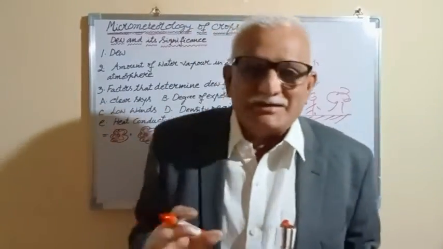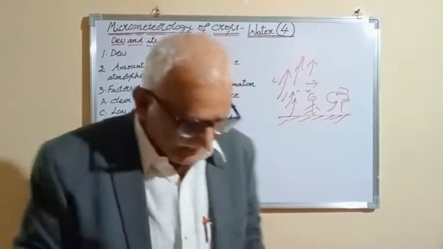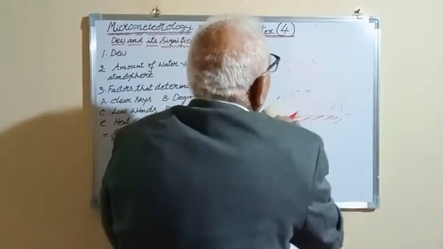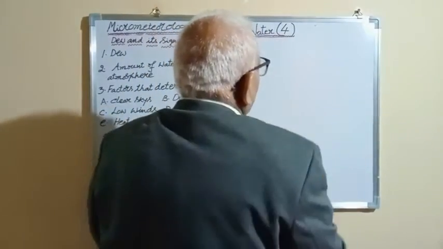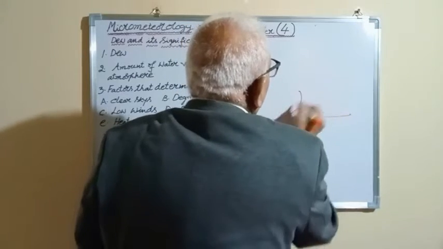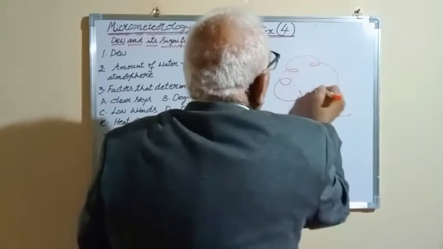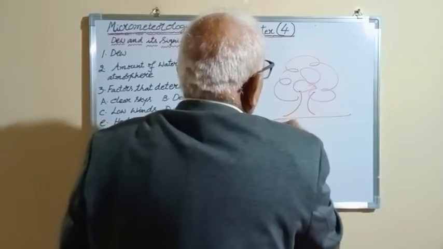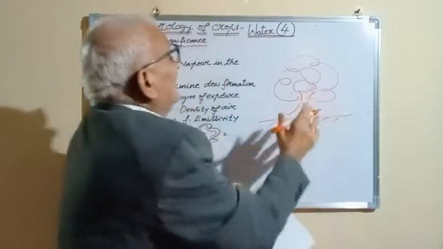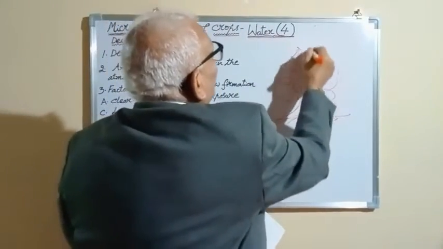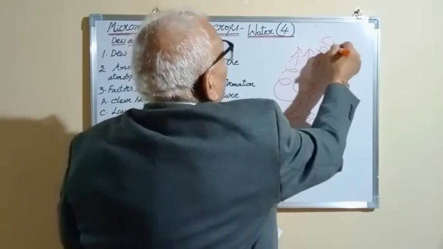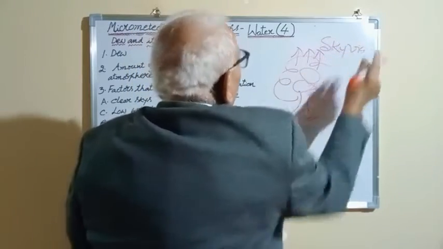Degree of exposure means, suppose a single tree is there in an open field like this. This is a tree, for example, and this is the surface. Now, a single tree gets exposure to the sky. We call it sky view, in a very pleasant way.